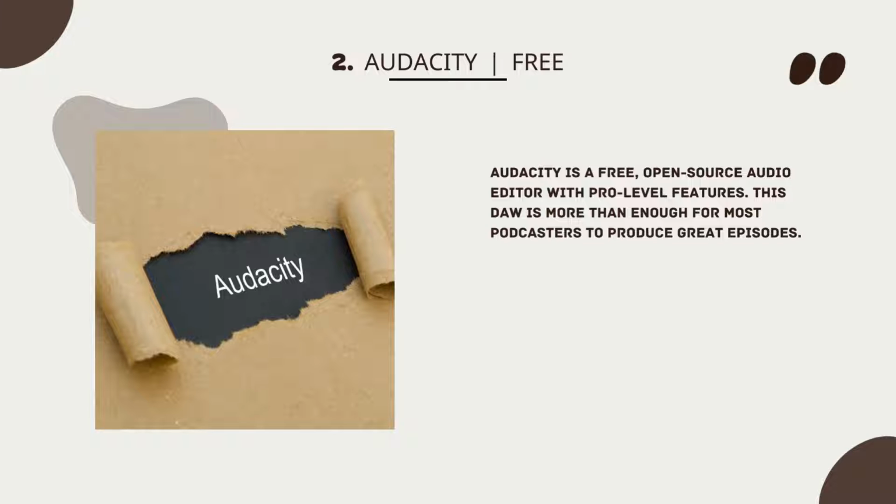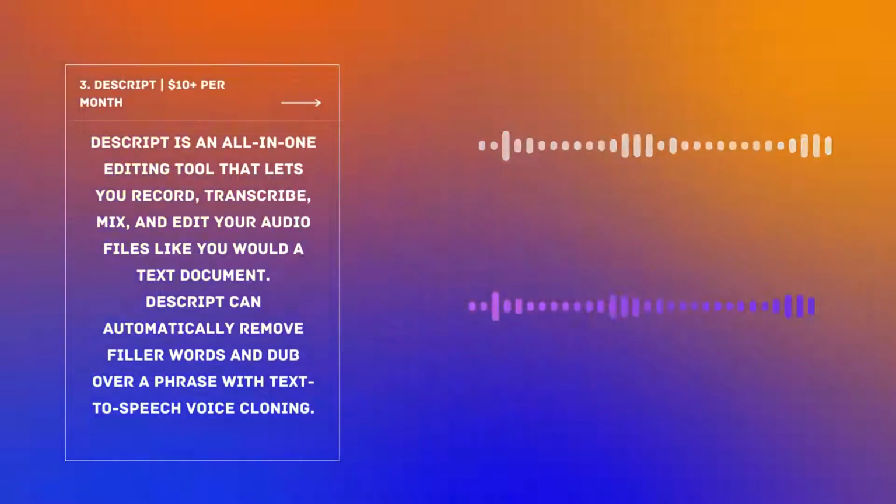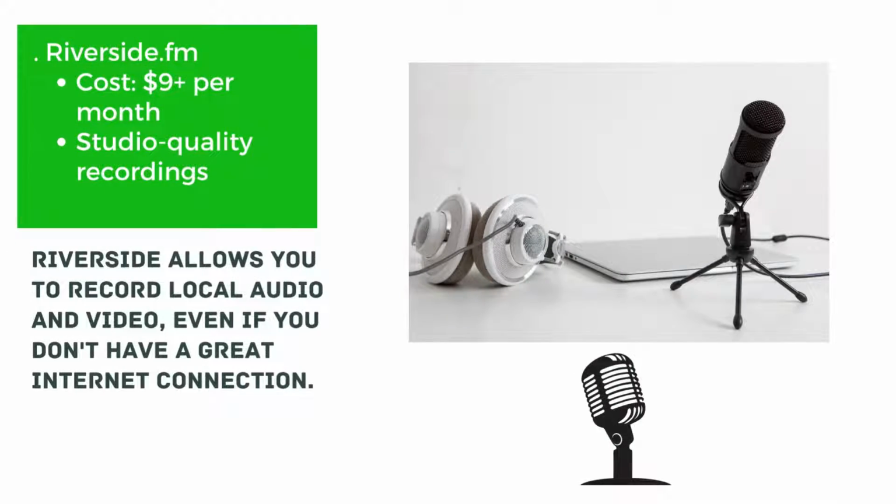3. Descript, $10 plus per month. Difficulty, moderate. Compatibility, Mac and Windows. Descript is an all-in-one editing tool that lets you record, transcribe, mix, and edit your audio files like you would a text document. Descript can automatically remove filler words and dub over a phrase with text-to-speech voice cloning.